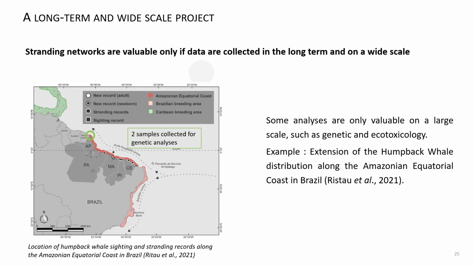In addition, some analyses are only valuable on a large scale, such as genetics and ecotoxicology. For example, in Brazil, the genetic analysis of samples collected from 2 humpback whales stranded along the Amazonian equatorial coast and their comparison with the haplotypes of other individuals have shown evidence that these animals belong to the southern breeding stock A. This led to the hypothesis that the A stock is extending its range to the north or recolonizing its historical breeding areas.